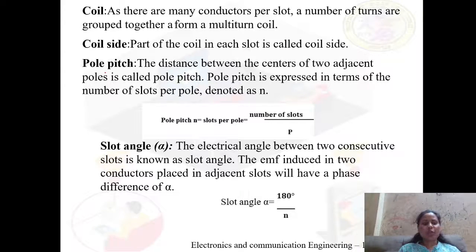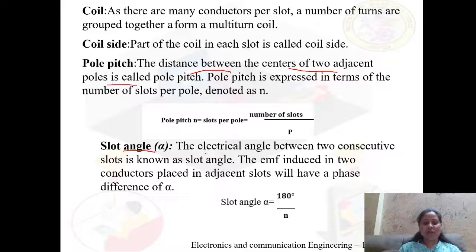Next, what is meant by pole pitch? It is the distance between the centers of two adjacent poles. The distance between the centers of two adjacent poles, we call it a pole pitch. We can always calculate it depending on the number of slots available in each of the poles. So pole pitch is equal to the total number of slots divided by the number of poles.